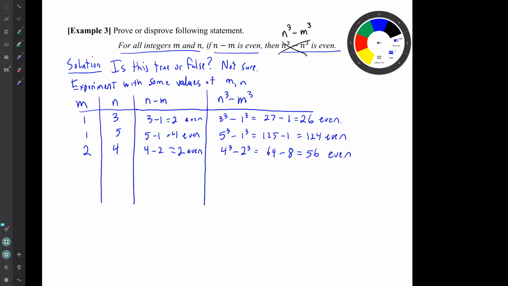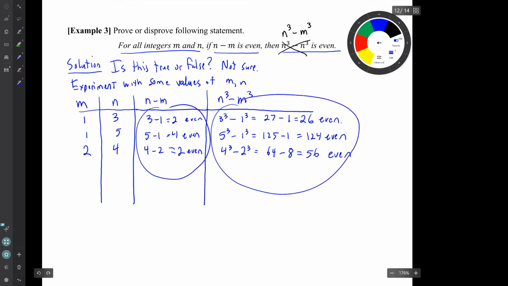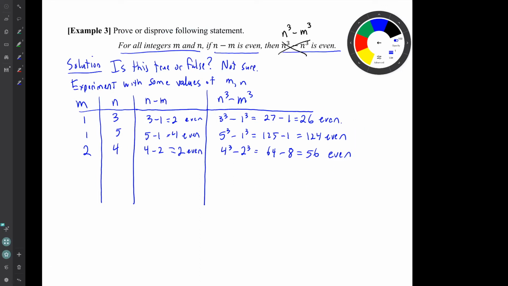Well, shoot, that's frustrating, because if we had just found a single example where this number was even and this number was not even, that one example would be a counterexample that would prove our statement false. But the thing is, if our statement is true, then no number of examples is going to be sufficient to prove that it's true, because it's a universal statement.